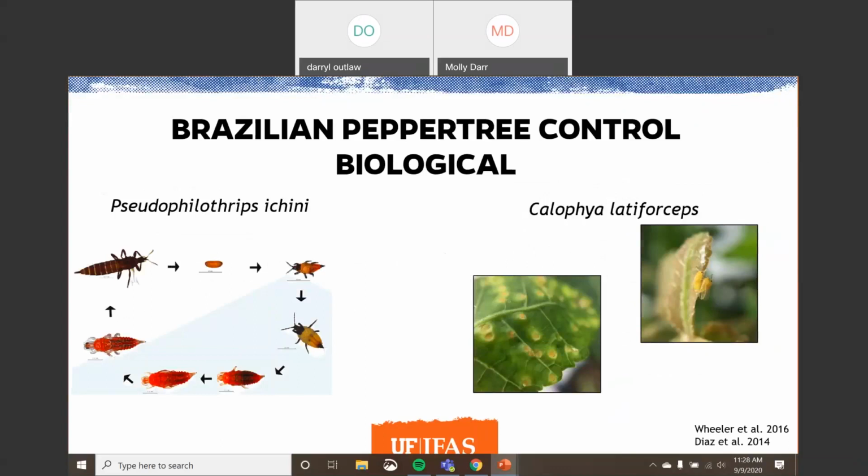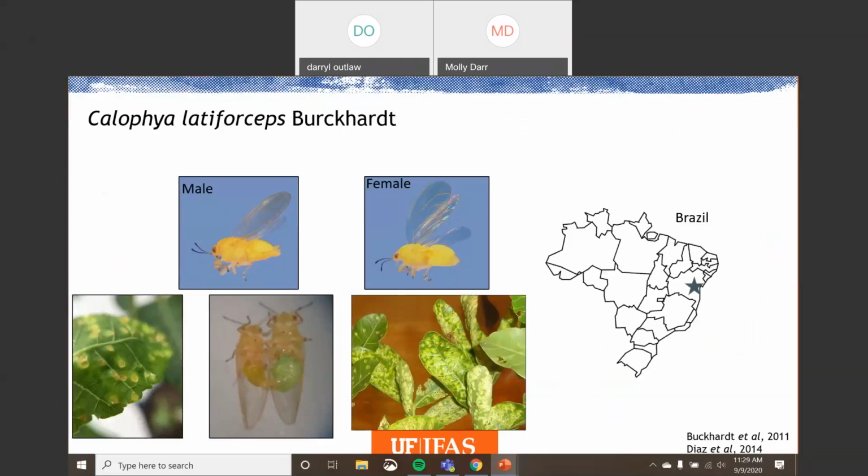But the good news is that we do have 2 biological control agents that have recently been approved for biological control of Brazilian peppertree. We've got a thrips, Pseudophilothrips ichini, over on the left, and then a leaf-galling species over on the right, Calophya latiforceps.